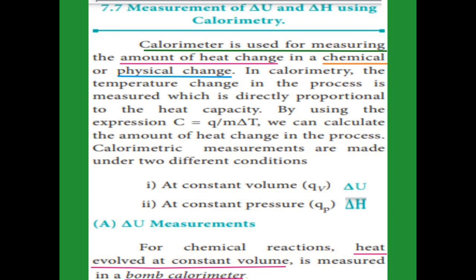We know the Cp and Cv values. What is Cv? Cv means the change in internal energy, and Cp means the change in enthalpy. So delta U value we can measure from this. What does delta U mean? It is the heat evolved at constant volume. It is measured with the help of a bomb calorimeter. In the next slide we are going to see the bomb calorimeter.